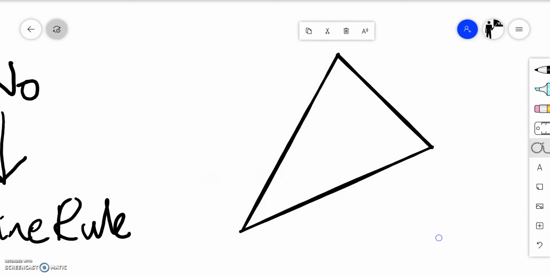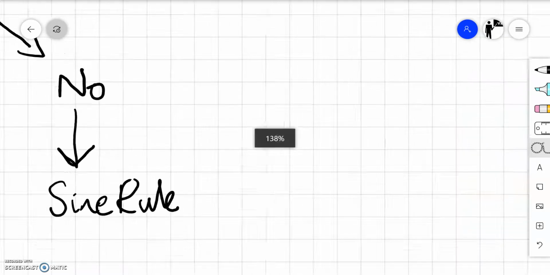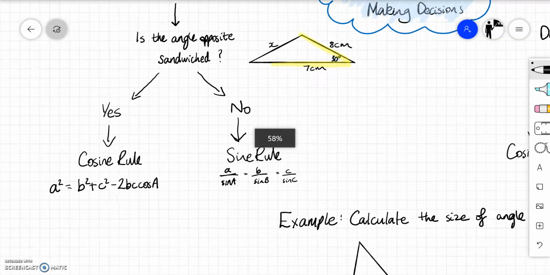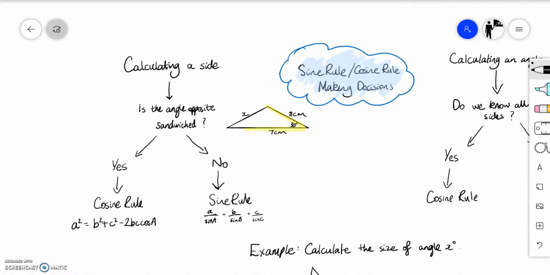Let's get rid of this. So if it is sandwiched, we use the cosine rule. If it's not sandwiched, we use the sine rule: a over sine A equals b over sine B equals c over sine C. So if you're asked to calculate a side, all you need to ask is, is the angle sandwiched? If it is, use the cosine rule. If it's not, use the sine rule.